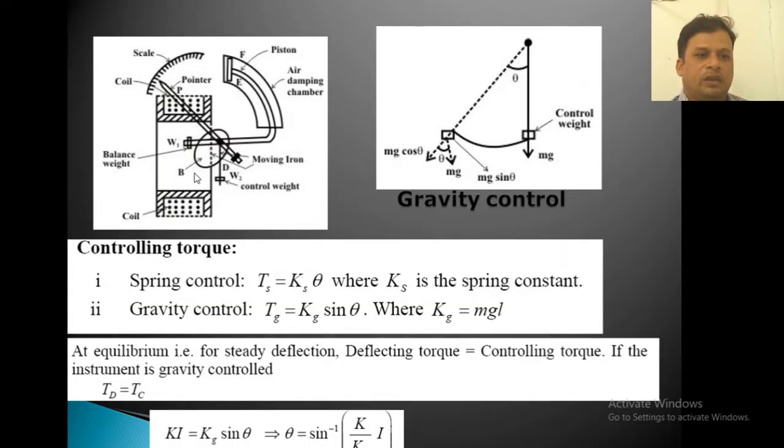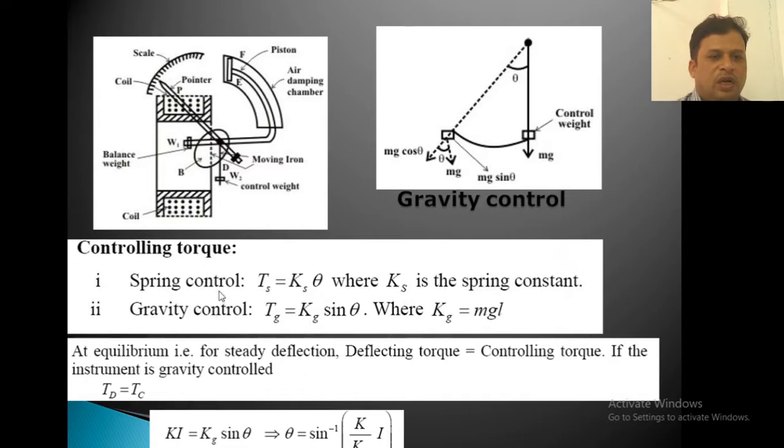Now coming here, there are two types of control: spring control and gravity control. So how is this achieved? By spring, the control is achieved, and by gravity, this control is achieved. In simple words, I can say that the controlling torque is achieved in two ways, that is spring control and gravity control. With the help of spring we can achieve control, and with the help of gravity we can also achieve control.